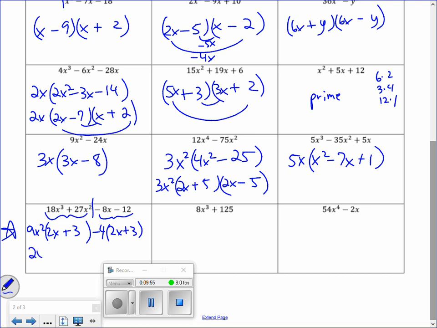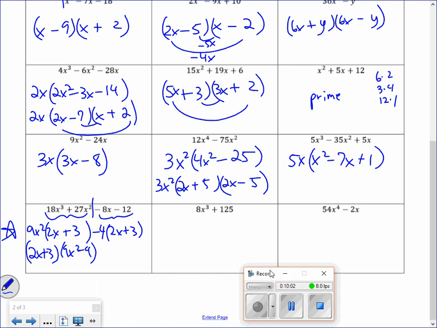So I take out my 2x plus 3, which leaves me with 9x squared minus 4. Well, 9x squared minus 4 can be factored more. So 2x plus 3 times, and that factors again into 3x plus 2 and 3x minus 2 for full credit. All right, the next problem. These are perfect cubes.